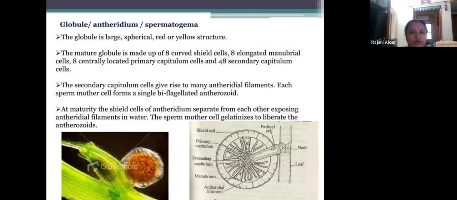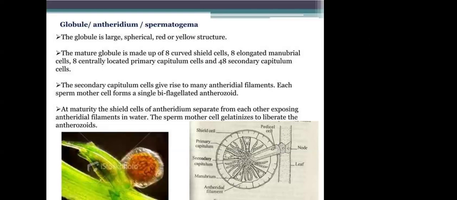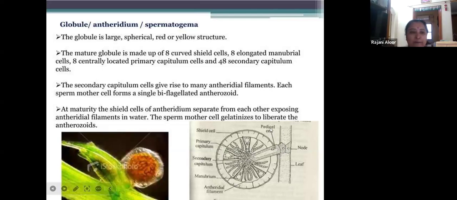Where my arrow mark is, this one, is the pedicel. The first part is the pedicel. The globule is attached to the plant by a large cell called the pedicel. The pedicel is joined with the primary capitulum. Where is the primary capitulum? Joined to this one, this is called the primary capitulum.